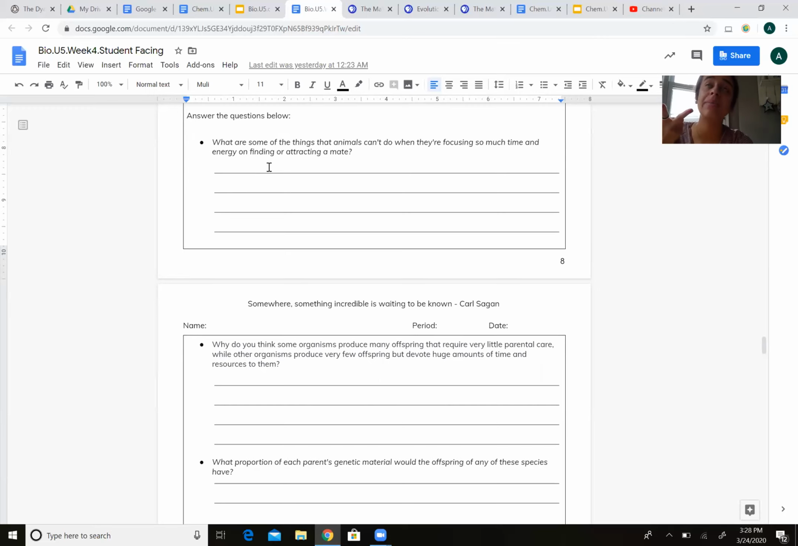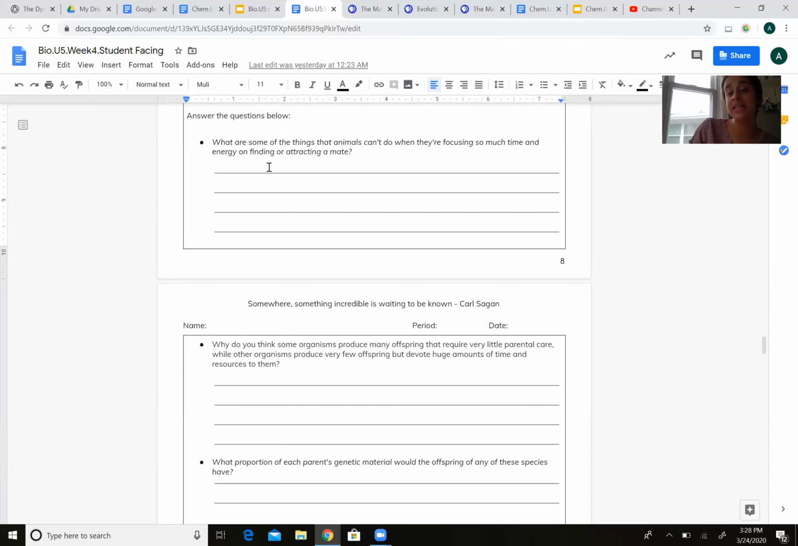They're spending less time making their nests. They're spending less time alert for predators. They're spending less time sleeping or getting the rest that they need. So they're not able to do all these other things that might be advantageous for them elsewhere because they're trying to find that perfect mate to get their bloodline down, to pass on their genes.